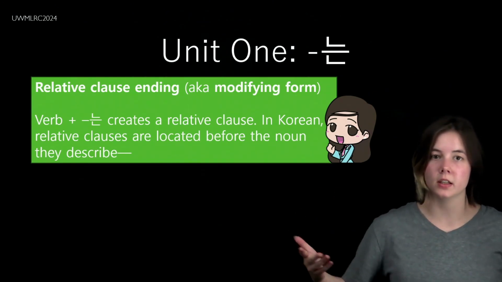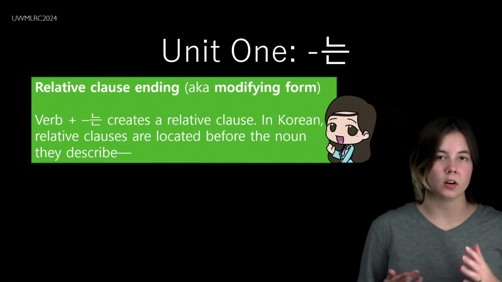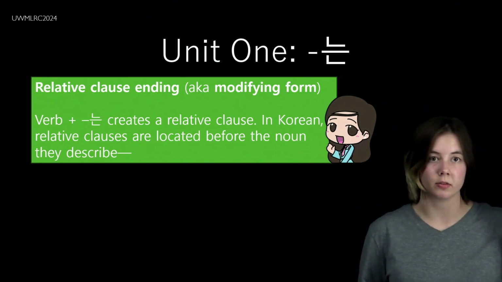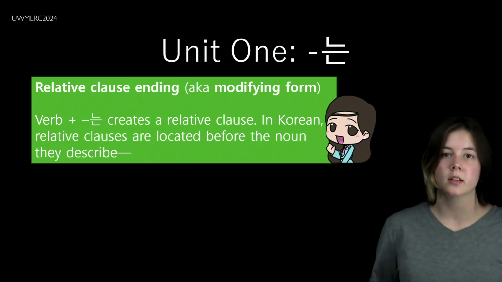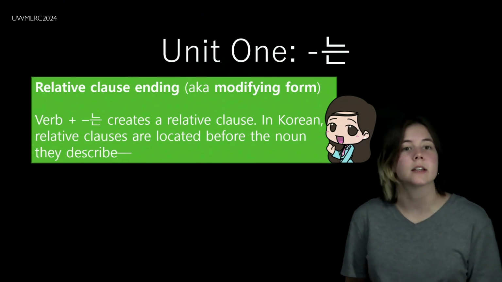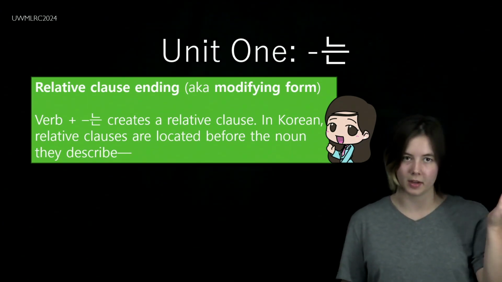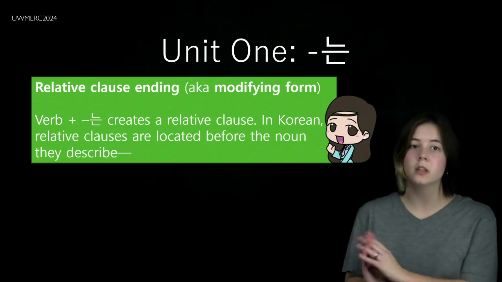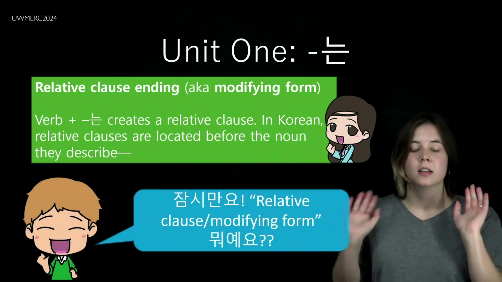is called in English relative clause ending and also modifying form. Two different terms mean the same thing. They're referring to this 는 form here. So verb plus 는 creates a relative clause, aka modifying form. In Korean, relative clauses are located before the noun that they describe.